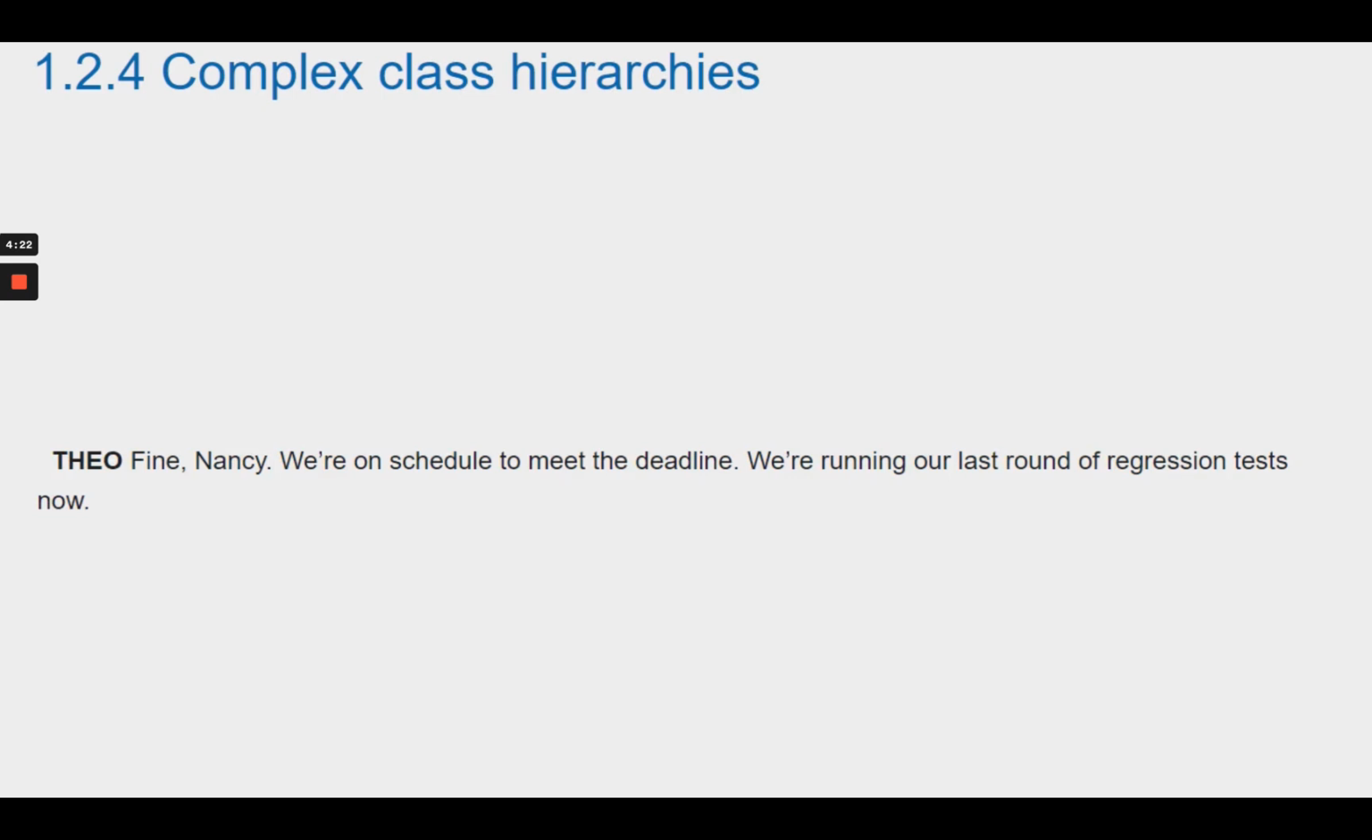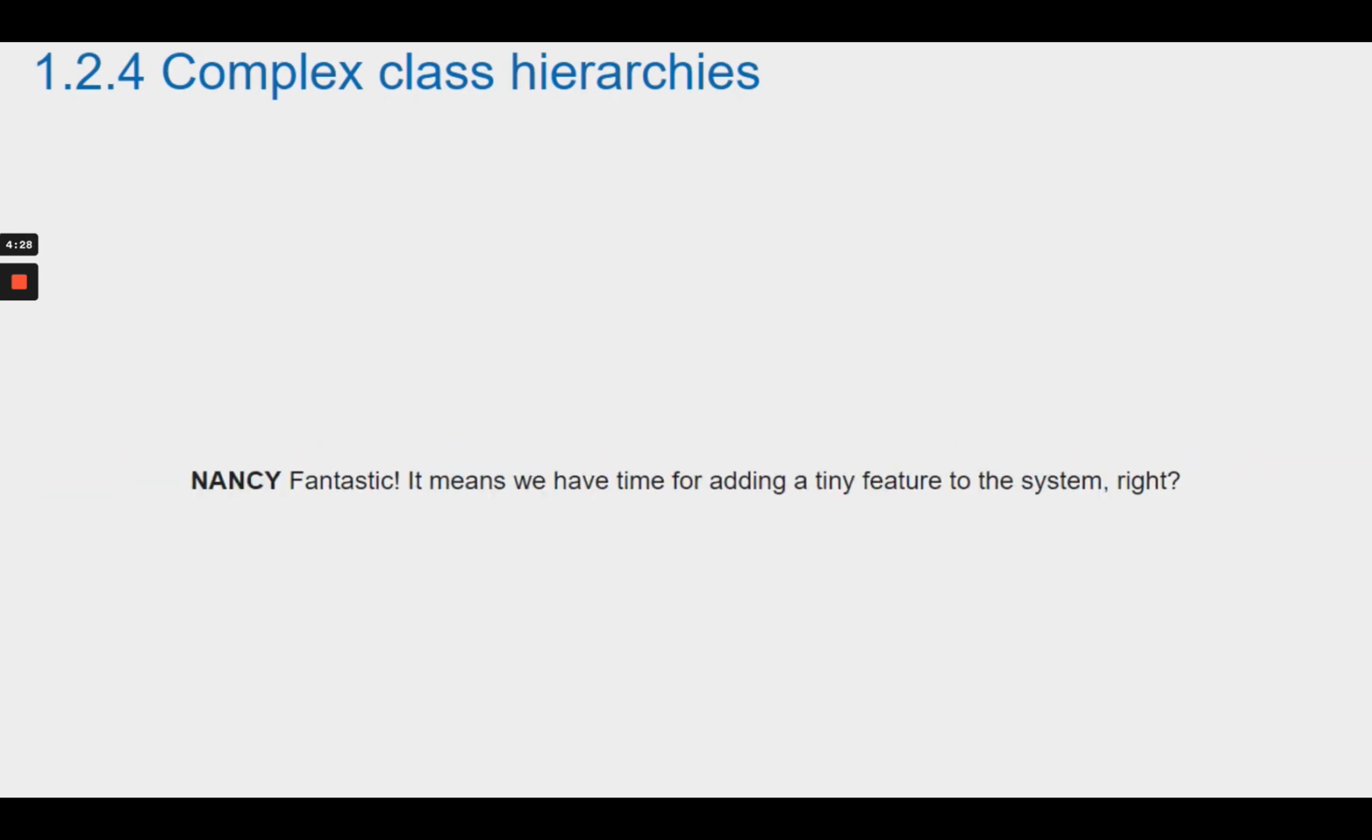Nancy: How is the project doing? Theo: Fine, Nancy. We're on schedule to meet the deadline. We're running our last round of regression tests now. Nancy: Fantastic. It means we have time for adding a tiny feature to the system, right? Theo: Depends what you mean by tiny. Nancy: We need to add VIP members to the system. Theo: What do you mean by VIP members? Nancy: VIP members are allowed to add book items to the library by themselves.